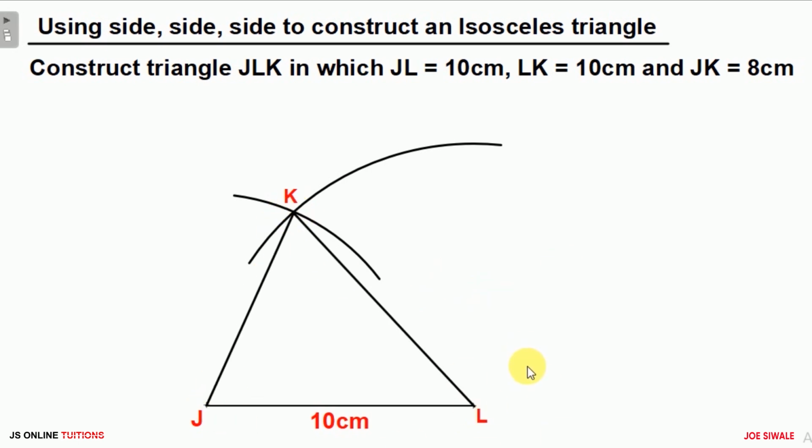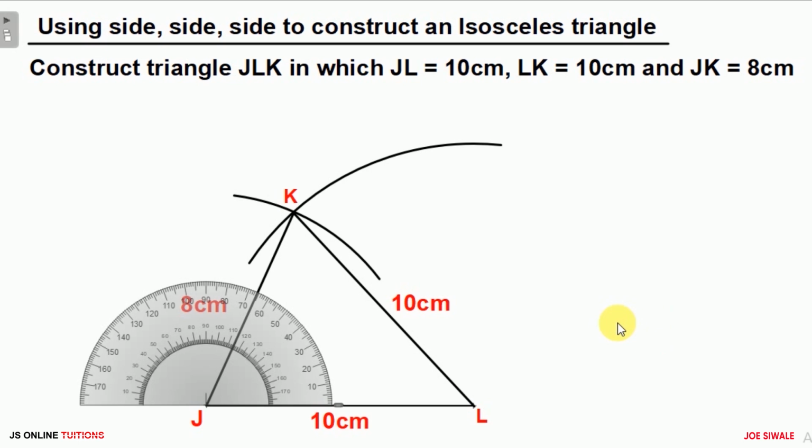So the next thing that we're going to do, we're going to indicate the length of line LK, and the length of line LK is 10 centimeters. Then we're also going to indicate the length of line JK, and the length of line JK is 8 centimeters. So we have indicated the length of line LK as 10 centimeters and the length of line JK as 8 centimeters. The next thing that we're going to do, we're going to measure the angle at J, the angle at L, and the angle at K.